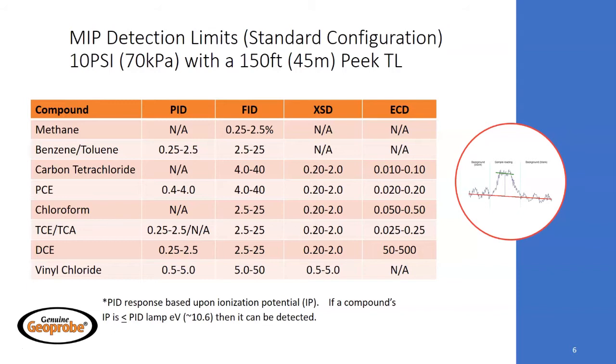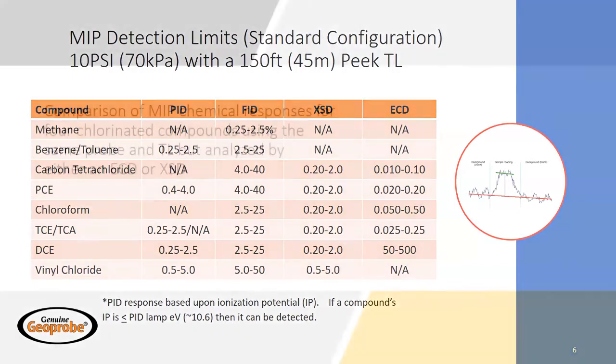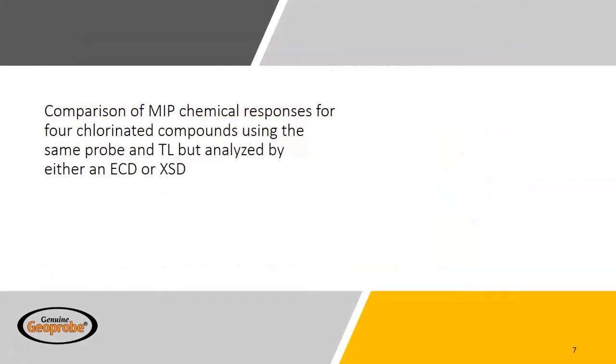The detection limit of an MIP system is considered as 5 times signal versus baseline noise. The XSD has relatively consistent detection levels to a wide variety of chlorinated contaminants. The ECD's detection limit to the same compounds is quite variable, again due to the number of chlorines on the molecule and the molecular structure. We are now going to compare the XSD and ECD responses to 4 different compounds which contain either a different number of chlorine atoms or molecular structure.